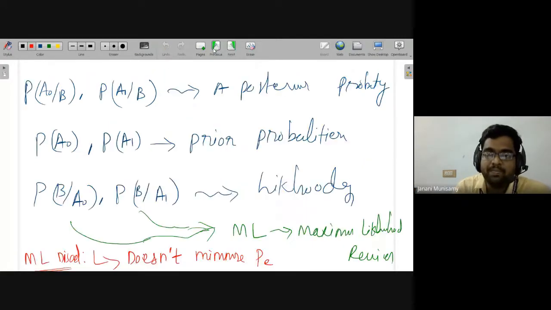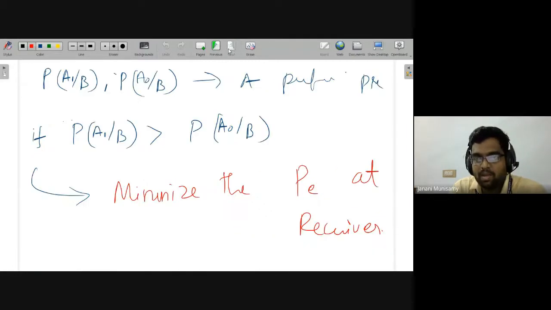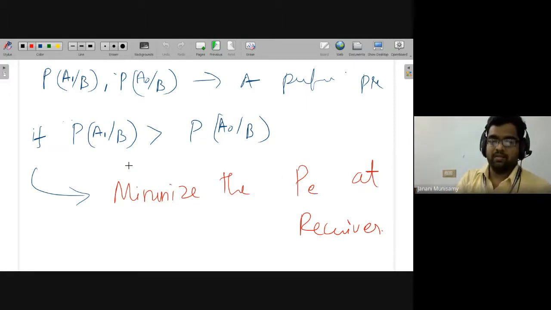So that is the main thing. Out of this ML and MAP technique, we will get the minimum probability of error using the a posteriori technique. That is the final conclusion.